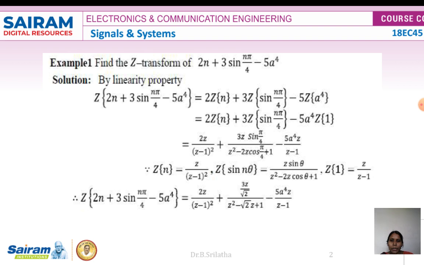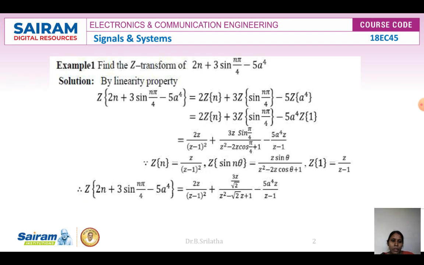This we can divide into three functions: 2 into Z transform of 2 power n, plus 3 into Z transform of sine n pi by 4, minus 5 into Z transform of e power 4. Now you know the Z transform of n is z by z minus 1 whole square. That we can substitute directly because here we are using the properties.